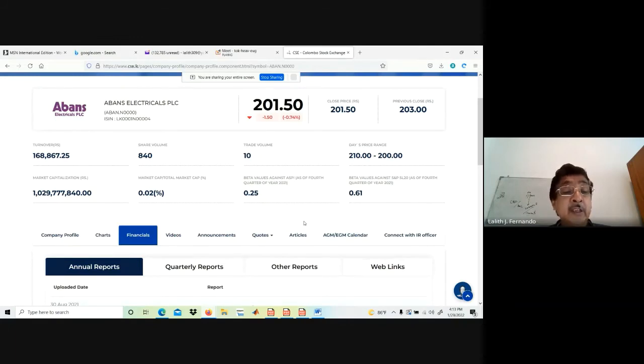Okay. Anything else you can say about these things by looking at this sheet? Anything else?